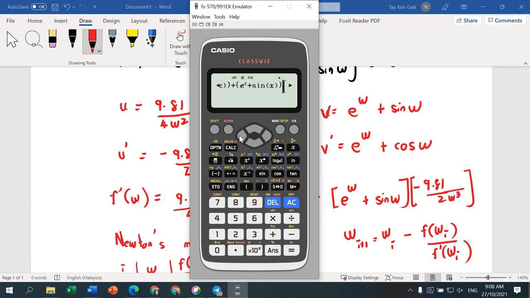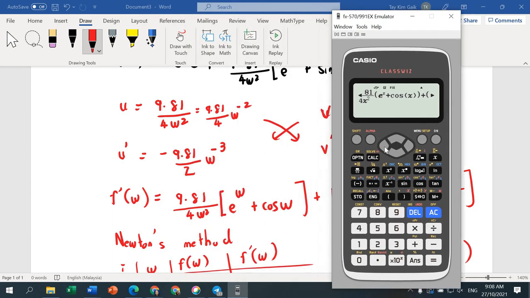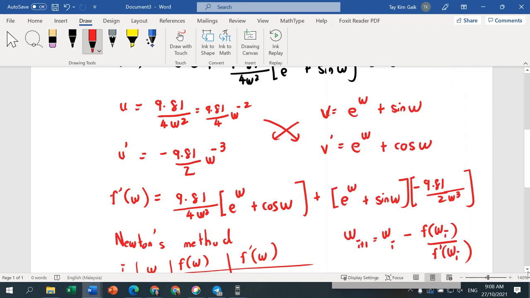Before you calculate, double check whether you keyed in correctly in your calculator. Once correct, then you calculate. x is -2 because just now we keyed in the function f w already. So if you want to accept, just press equal. The answer you have is -0.6467.